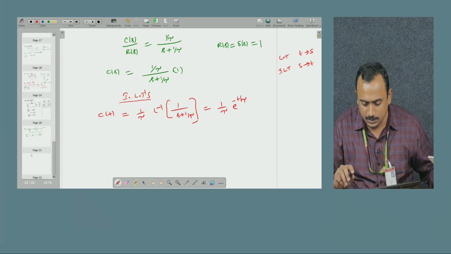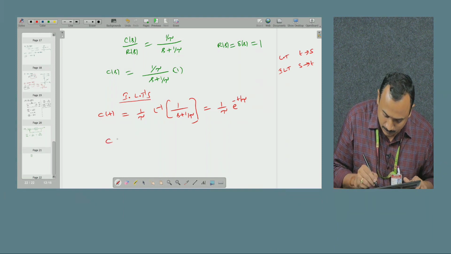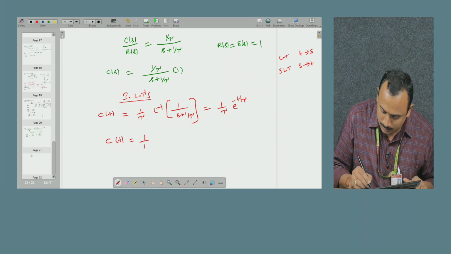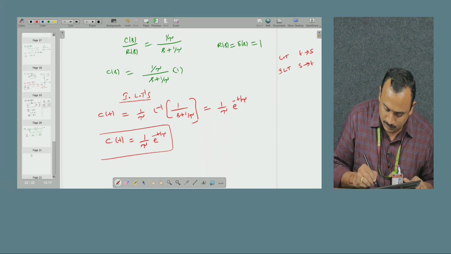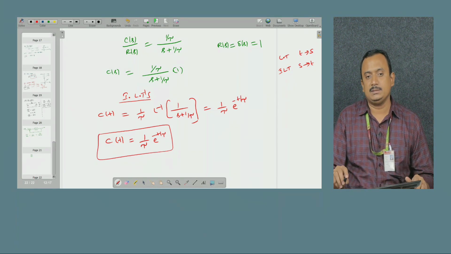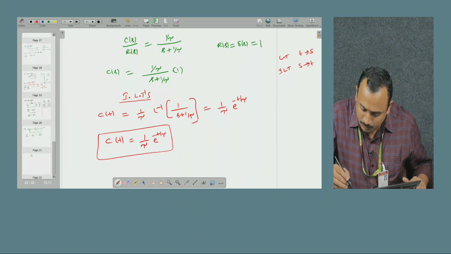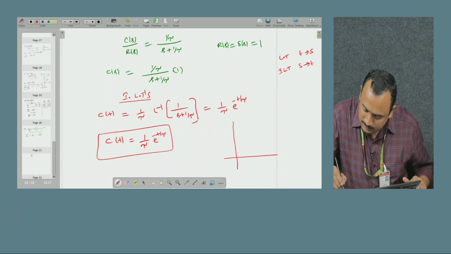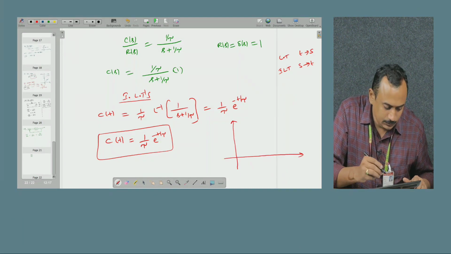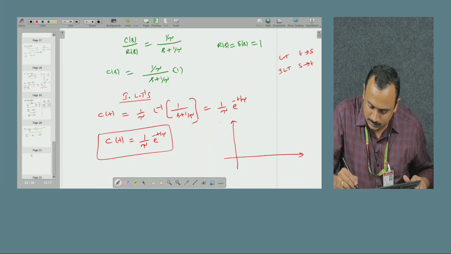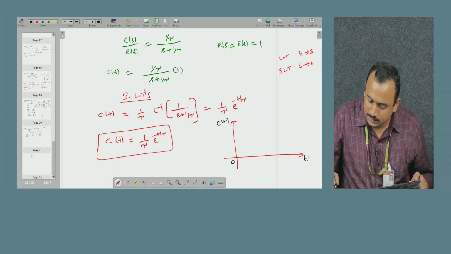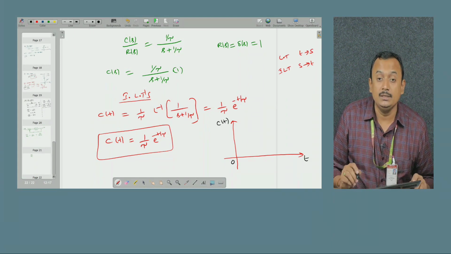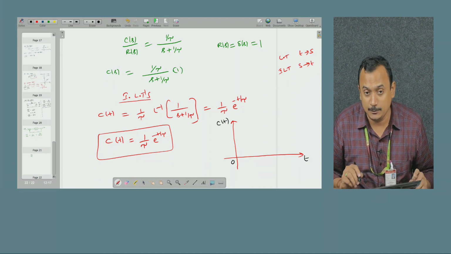What is the response now? C of t is equal to 1 by tau into e power minus t by tau. So this is the system response. Now if I plot the response, let us say this is your C of t and this is time t, it is 0. By substituting various values of t, let us plot the response.